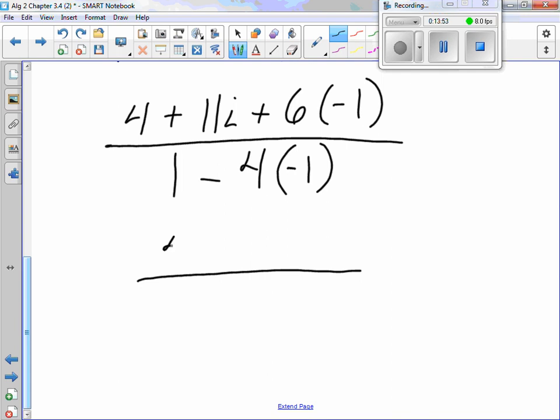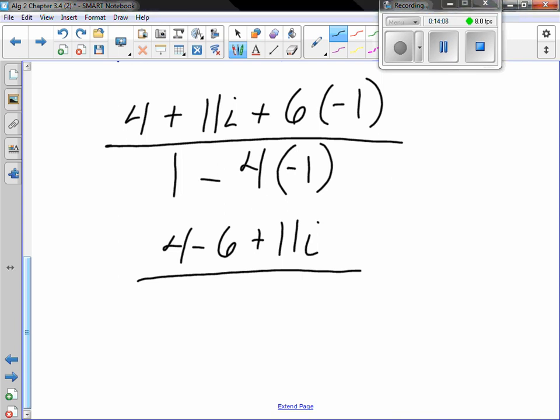Well, here we have 4 minus 6 plus 11i. Are you guys okay with me doing that? Because positive 6 times negative 1 would be negative 6, and I just moved it over. Y'all see what I did there? Yes? Now in the denominator, negative 4 times negative 1 would be plus 4. Any questions before we hit the last step?